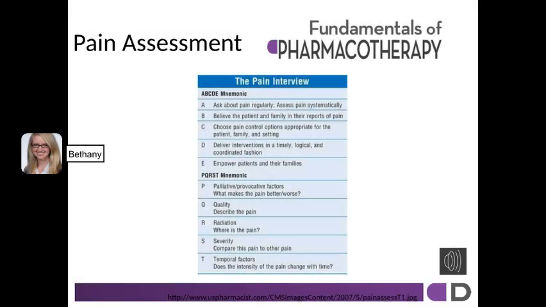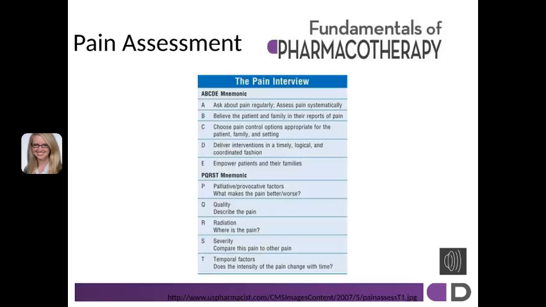Another way to assess pain is through the patient interview or conversations with the patient, and there are two mnemonics that are helpful to assess pain. The first is ABCDE, and this is more about the process you should use to assess and care for a patient. So it talks about assessing the pain, believing the patient about reported pain, choosing an appropriate option, delivering interventions, and empowering the patient.